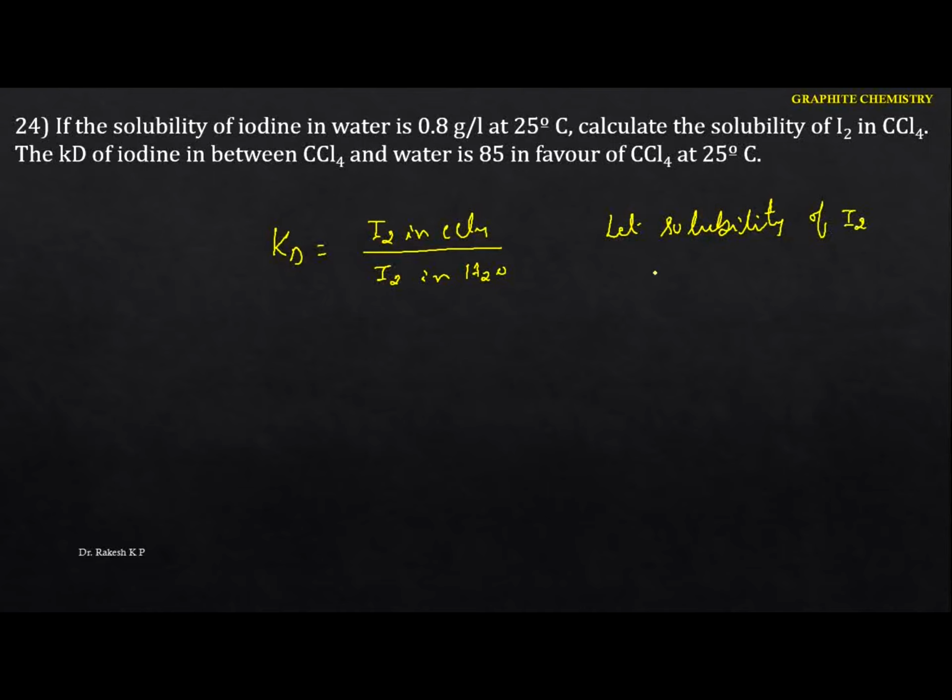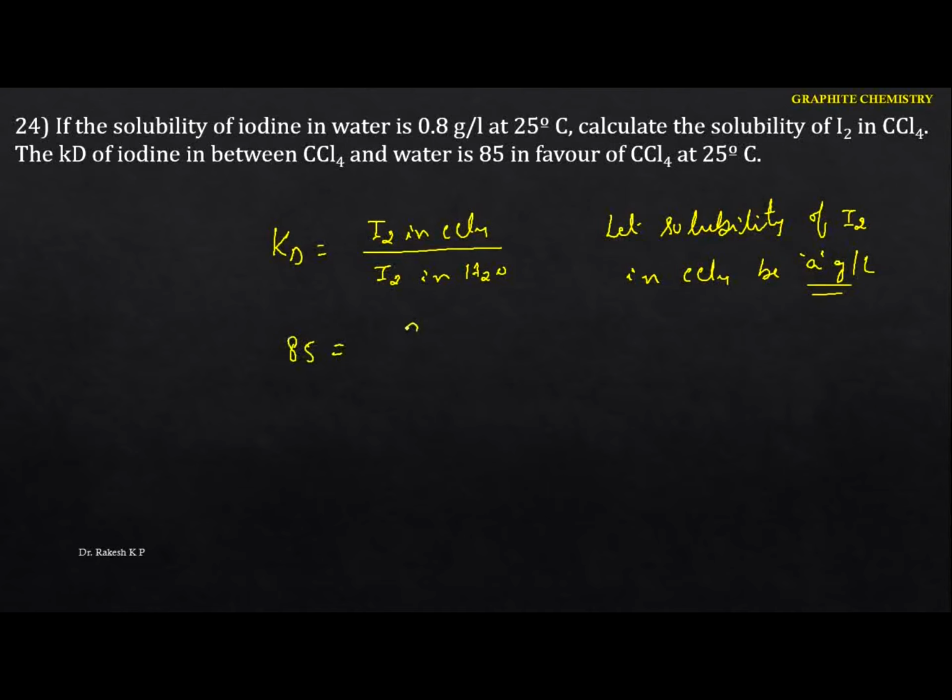iodine in carbon tetrachloride be a gram per liter. Let me take the a gram per liter. Okay, so now what is the partition coefficient they're given? That is 85.